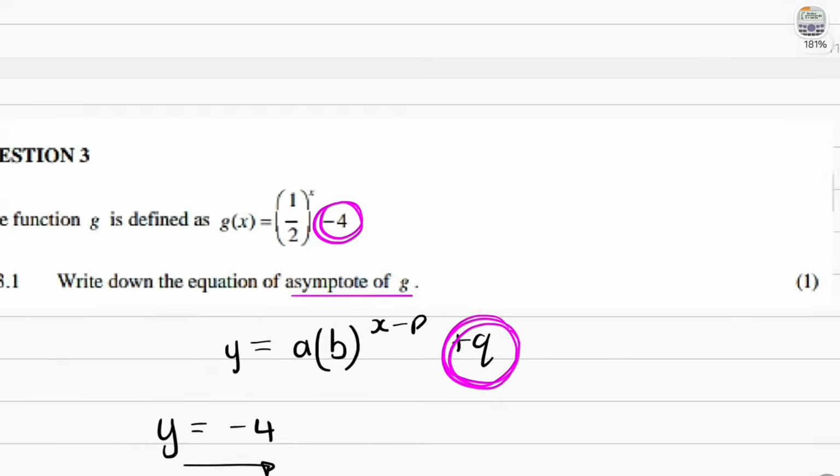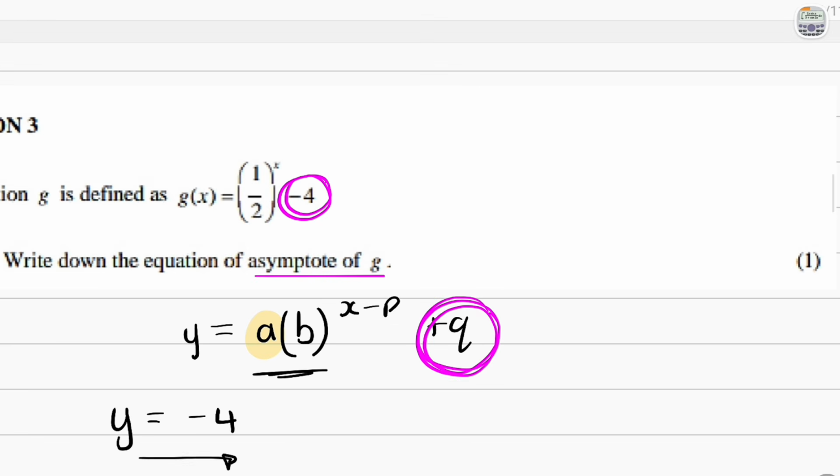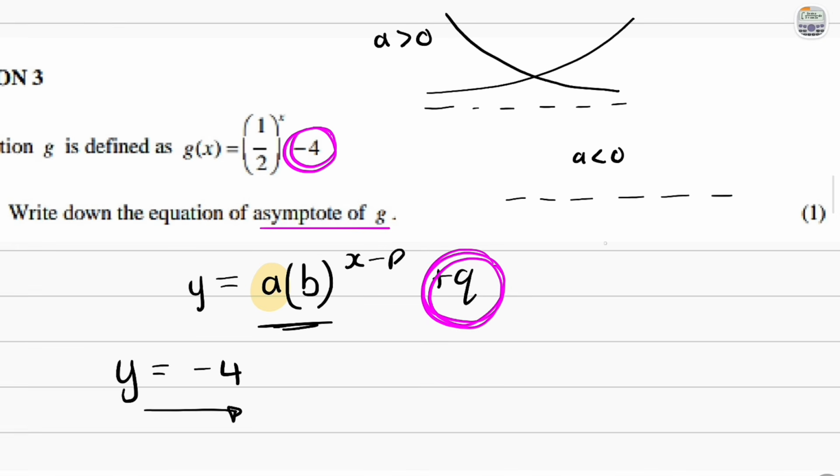So we can see the shape of our graph because of the value of a and b jointly. The value of a alone, all it tells you is whether your graph lies above or below your asymptote. So you have an asymptote, and if a is greater than 0, your graph lies above the asymptote. So it could either look like this as a decreasing function or like this as an increasing function. If it's less than 0, it lies below the asymptote. So it could either look like this as an increasing function or like that as a decreasing function.